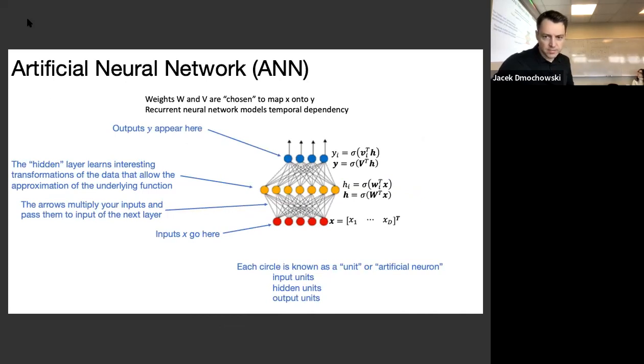And so a lot of this content we covered in this example. Obviously your inputs go on the bottom, your outputs go on the top, and the hidden layers, that's where the interesting stuff happens. The hidden layers are learning nonlinear features of your data.